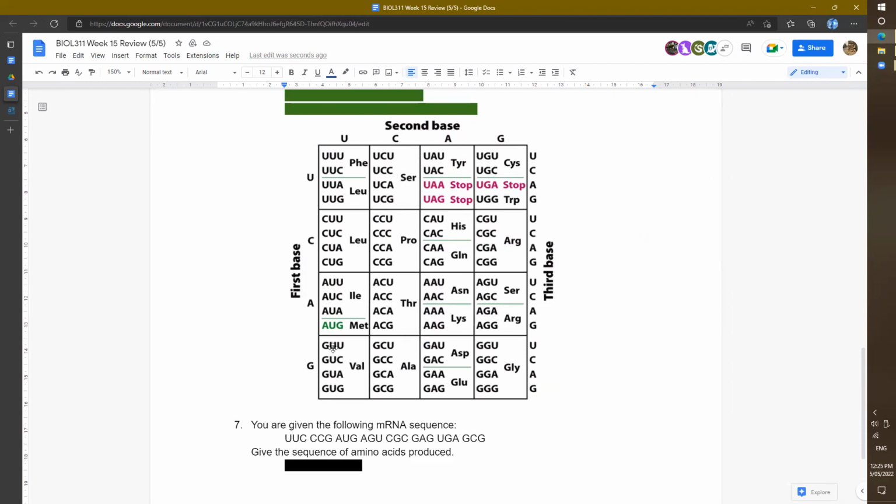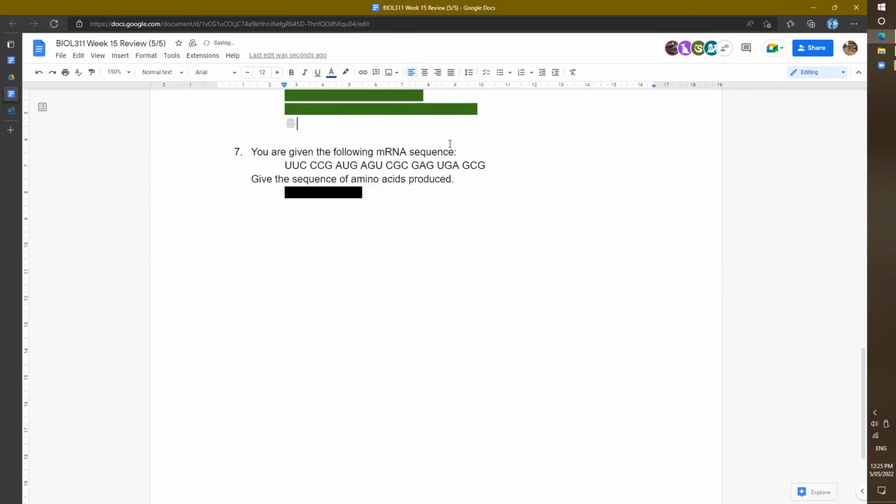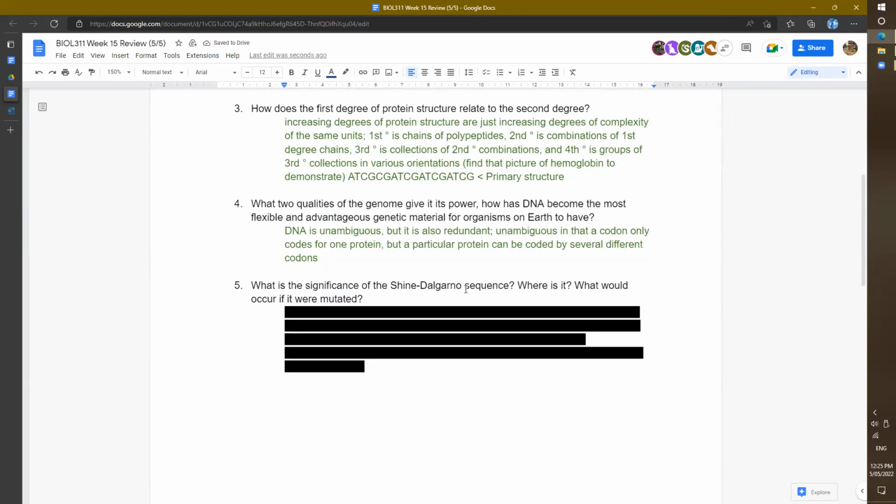However, multiple codons can make the amino acid valine. This is redundancy. So for example, if the original sequence was GUU and you have a mutation at this third nucleotide, no matter what it mutates into, whether it's cytosine, adenine, or guanine, it will still produce valine. It will have that redundant failsafe to still produce the same amino acid that we need. And that flexibility is why DNA is so advantageous.